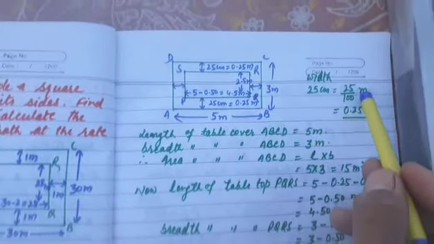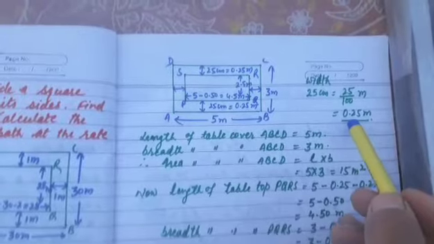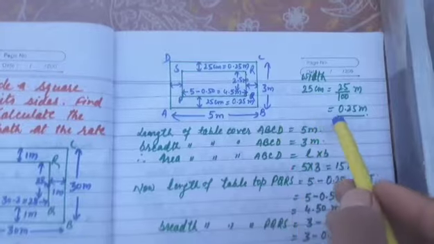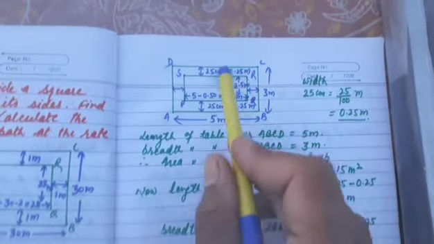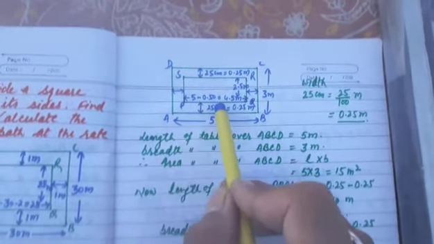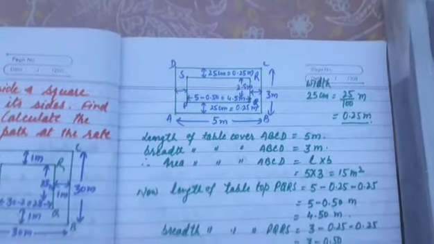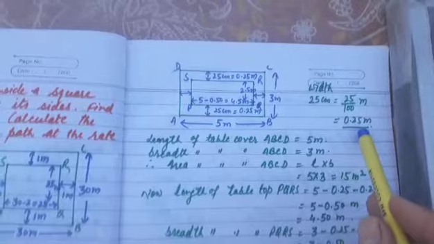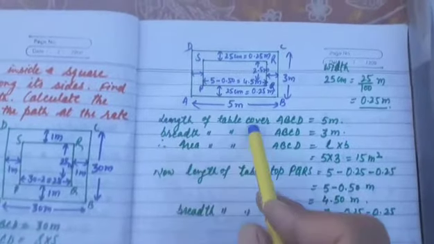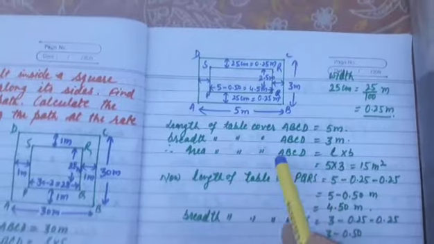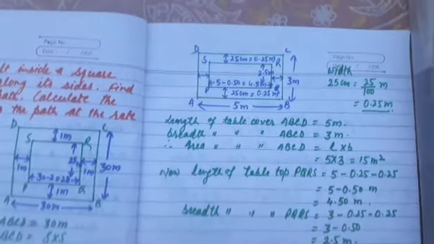So 25 upon 100 it is in meter, so it is equal to 0.25 meter. Therefore the width of this cloth or table cover which is hanging all around the table is 0.25 meter. Now length of rectangular cover ABCD is 5 meter and width is 3 meter. Therefore area is equal to 15 meter square.